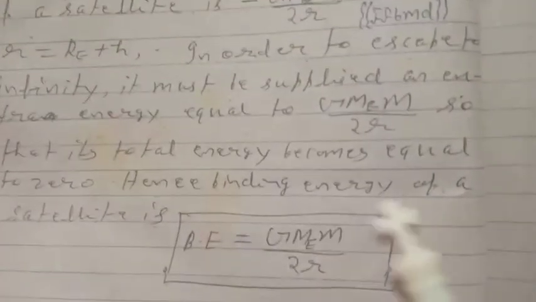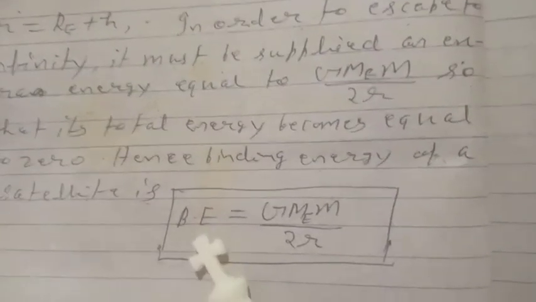Hence, binding energy of a satellite equals GMEM by 2R, where R equals RE plus H, and H is the height of the satellite from the Earth's surface.